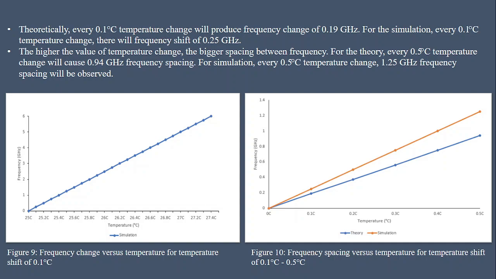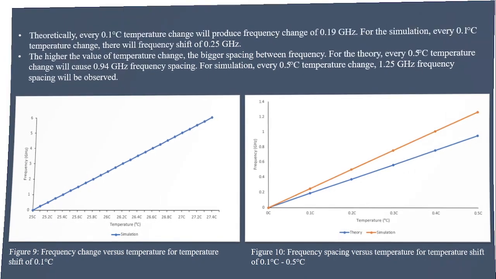And for figure 10, the higher the value of temperature change, the bigger the spacing between frequencies. For the theory, every 0.5 Celsius temperature change will cause a 0.94 GHz frequency spacing. For simulation, every 0.5 Celsius temperature change, a 1.25 GHz frequency spacing will be observed.